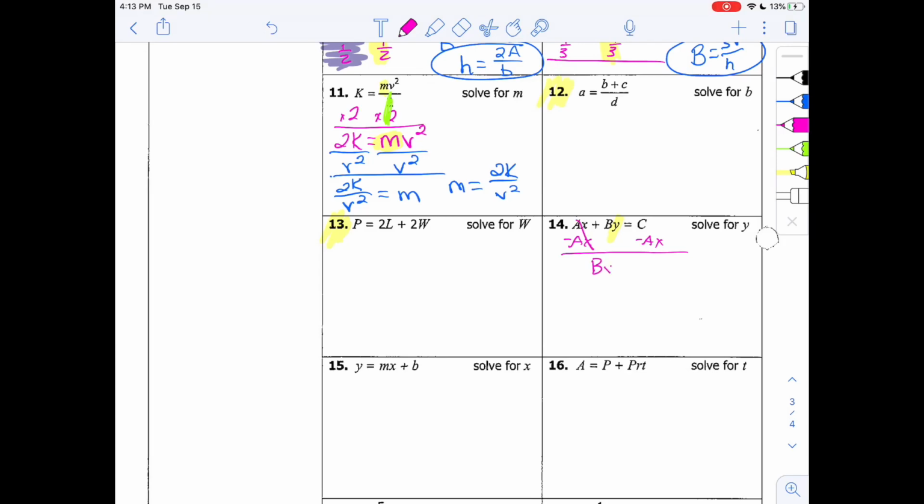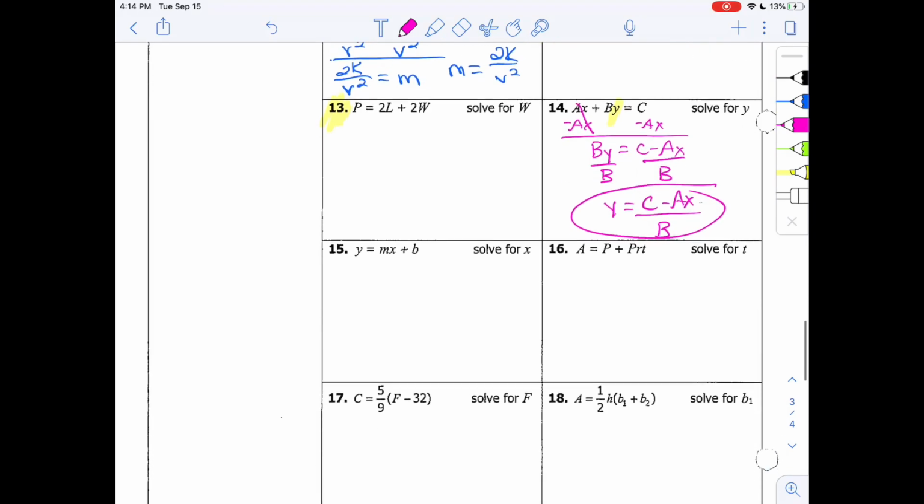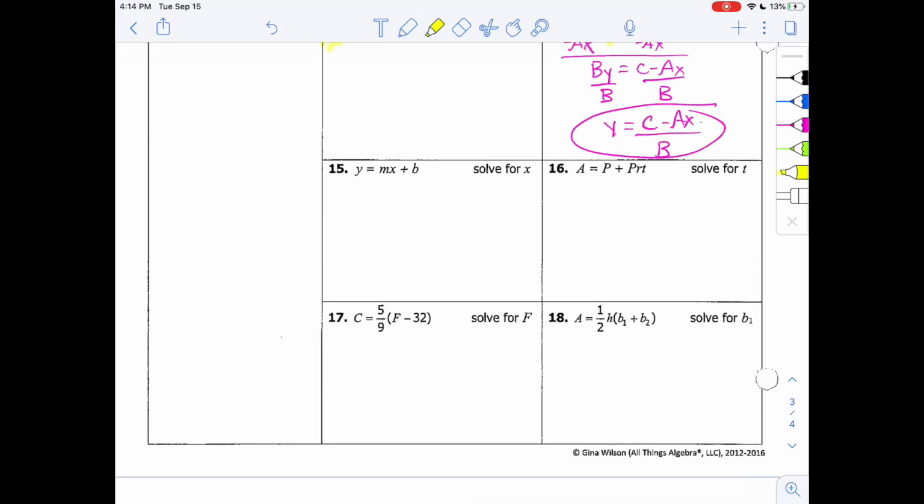Well, on the left side, that cancels out, so I'm just left with BY. But on the right side, I can't technically subtract that, so we just write it out, C minus AX. I still need to get rid of my B, so instead of times B, we divide by B, which results in Y equals C minus AX divided by B. Remember, when you're solving these, we're basically moving our variables around. So whatever variables you began with, you should have those same variables in your final answer, just moved around in a different order.